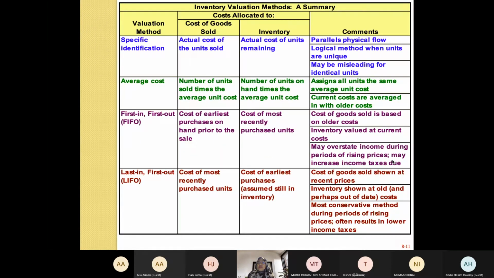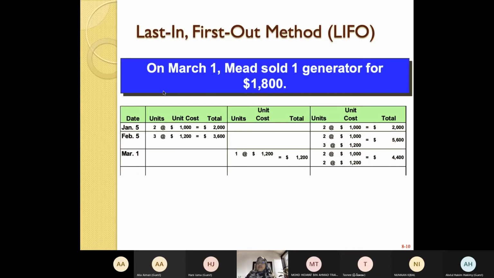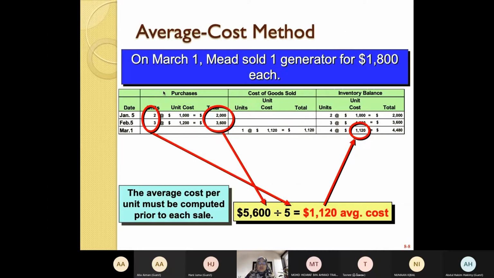Right? So this one is looking at the specific identification, first in, first out, and the average cost. The average cost is actually looking at the average, right? I did not show that earlier because I do not want you to get confused. For example here, for the average cost, you have the balance. Initially it was 2 units at 1,000 and then 3 units at 1,200. So the total units that you have is 5 units and the total cost is now 5,600.